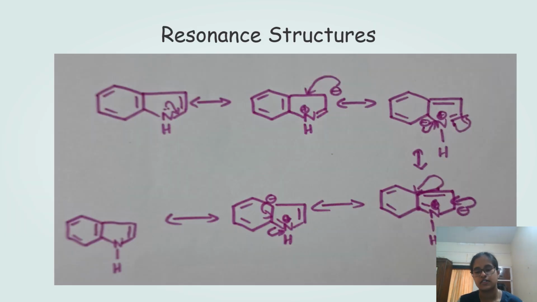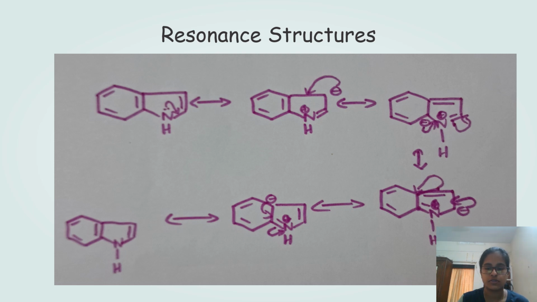Now the resonance structures of indoles. In this resonance there are 6 structures. In the first structure, the lone pair of nitrogen shifts to this position and there forms a double bond in the second structure, and this nitrogen acquires a positive charge. When this double bond shifts, there forms a negative charge here, and when this negative charge shifts to this position, there forms another double bond in the third structure. And when this double bond in the benzene ring shifts, there forms another negative charge. And when this negative charge shifts, there forms another double bond.